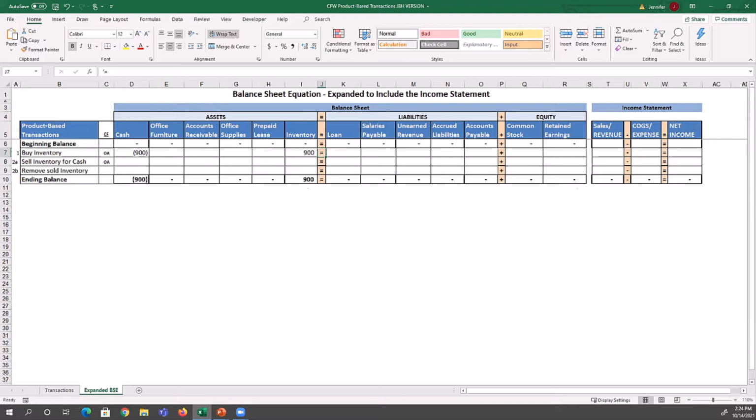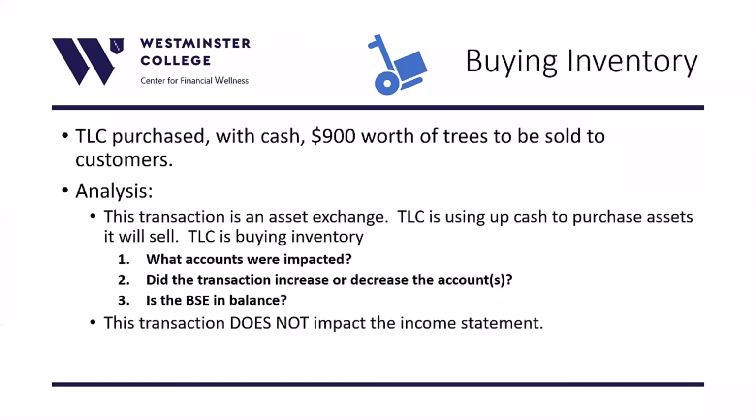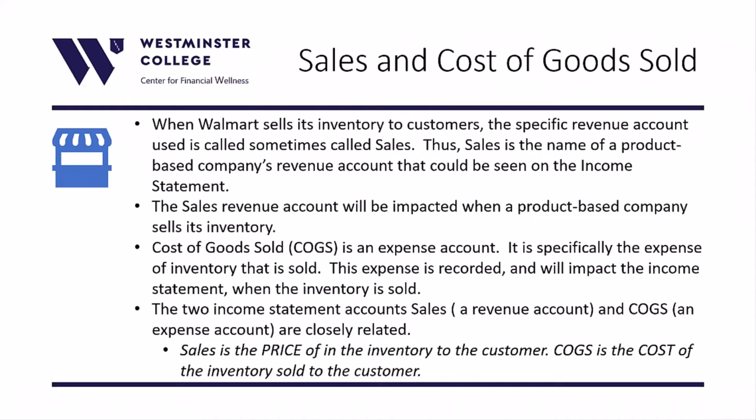But before we do that, we need to talk about a couple more new accounts: sales and cost of goods sold. Both of these are income statement accounts, and both are impacted when a business sells inventory to a customer. Sales is typically the revenue account name used in inventory sales. Not always, sometimes they just call it revenue, but a lot of times you'll see sales. So sales is just a revenue account. The price of the inventory charged to the customer will be recorded in this account.